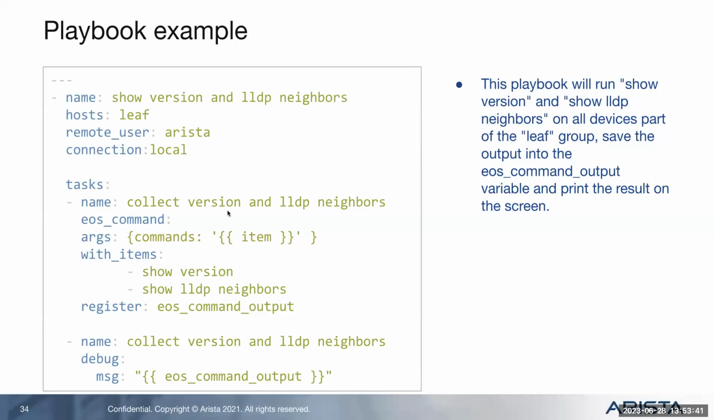So a few more things you're going to be seeing here is that we are compositing with this with_items argument into args, a list of commands to run. The eos_command module will take that, execute against devices, and store it in this var called eos_command_output. And then the next task, we are dumping the contents of that var to CLI.